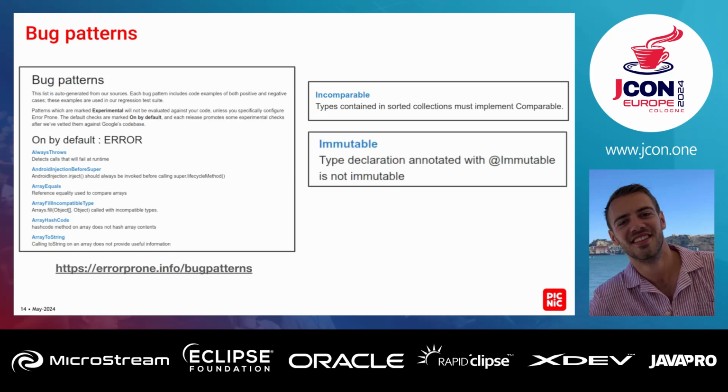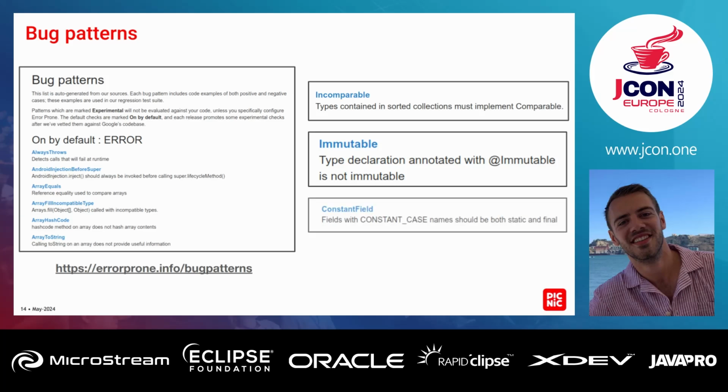Okay. Another one is the Immutable bug pattern. So there's the Immutable annotation that you can use to say, hey, this type is immutable. But if you're not really using the type like that, then error-prone will say, hey, you said this is immutable. Please make sure that it stays like that and that you're not actually changing fields of this type. Another one is the ConstantField check, where if you have a field that is named with a constant case, then it should be both static and final to make sure it is consistent and clear across your code base.